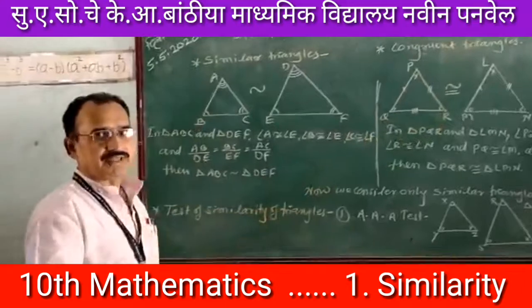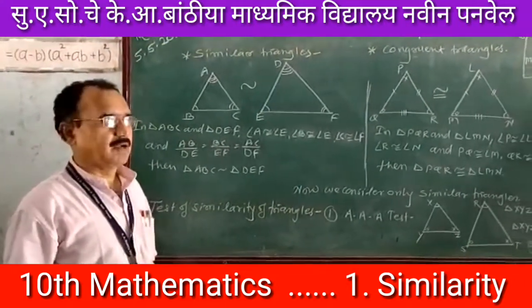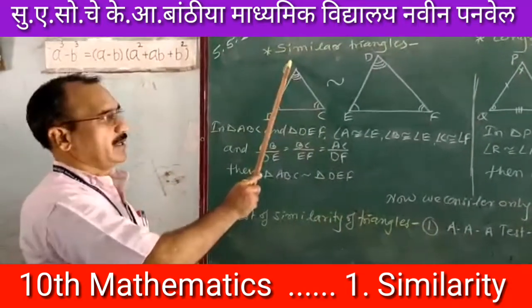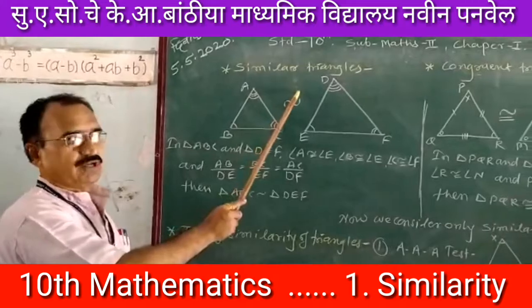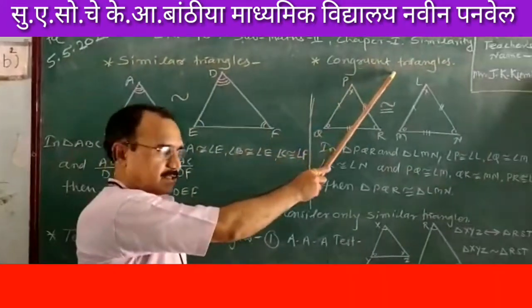Today we are continuing yesterday's lesson, that is similarity. Yesterday we have seen the basic proportionality theorem, then the angle bisector of a triangle and the property of three parallel lines. Then we are going to see similar triangles. First we have to see the difference between similar triangles and congruent triangles.